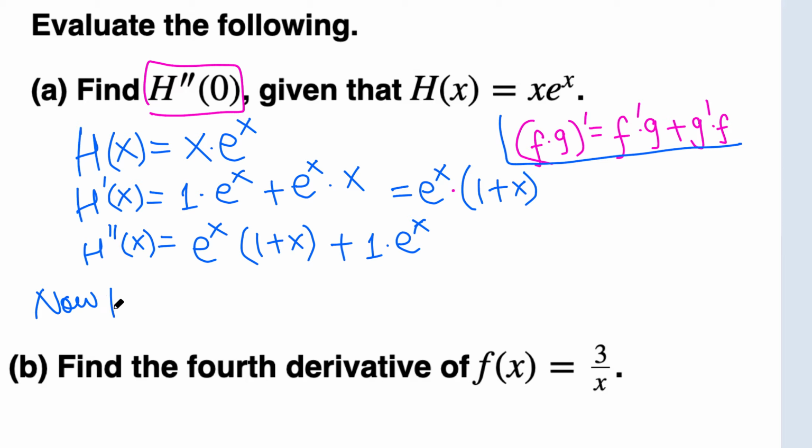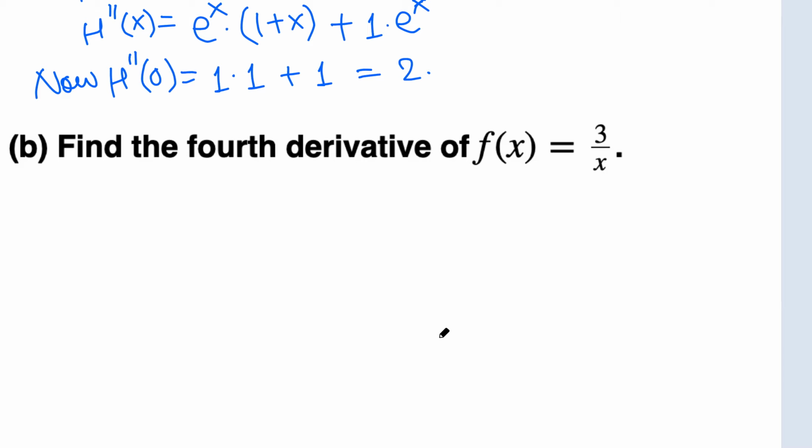Now h double prime at 0: e raised to 0. A number raised to 0 is 1, even though e is an irrational number. So 1 times 1 plus 0, which is 1, plus 1 times e raised to 0, which is just 1. 1 times 1 is 1, 1 plus 1 equals 2. So the final answer is 2.